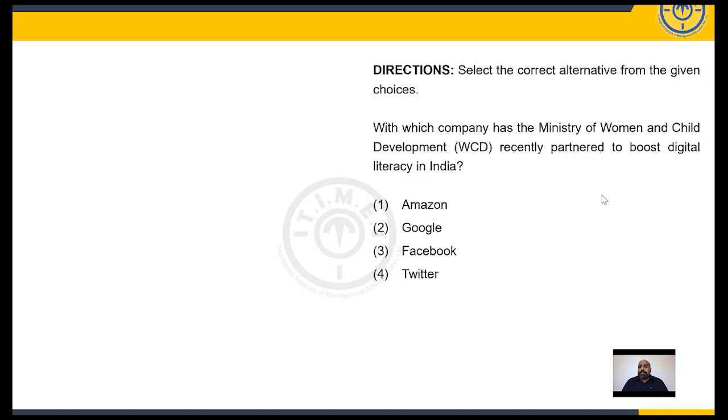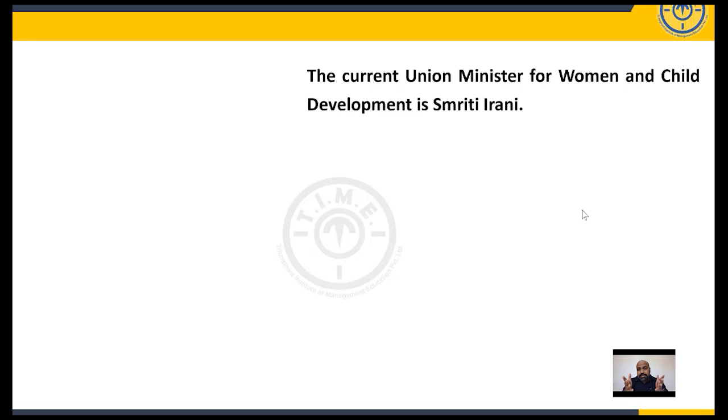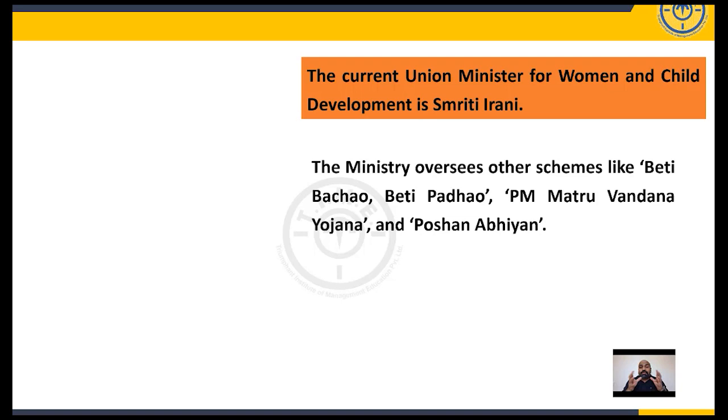What about a little more here before we discuss choices? Of course, we mentioned this fact a while ago, and let's go forward. What does this ministry do? The ministry oversees other ambitious schemes of the Prime Minister of India, like Beti Bachao, Beti Padhao, Pradhan Mantri Matru Vandana Yojana, Poshan Abhiyan. So there are plenty of flagship schemes of the current government in power, current party in power, at the center. And of course, we could discuss the choices as well.